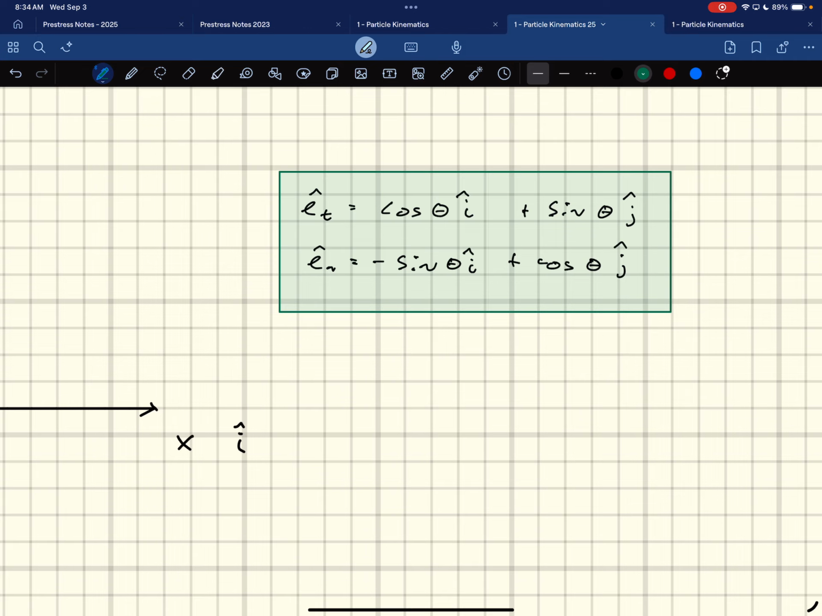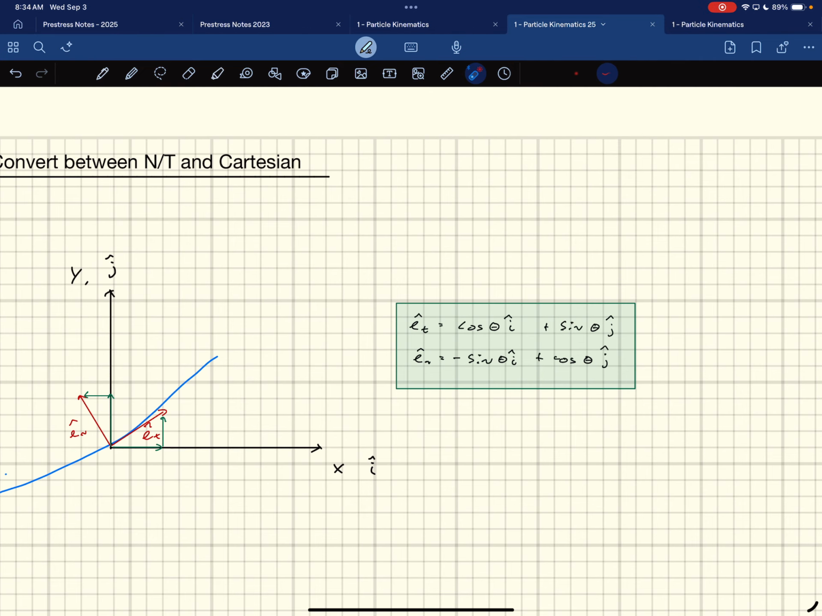Right. So that's how you would convert between the two, and that's all based off of this little diagram you see down here. The way this works is that when you figure out your acceleration and velocity in the ET and EN directions, every place you see ET, you substitute in cosine theta in the I direction plus sine theta in the J, and everywhere you see EN, you substitute in negative sine theta in the I plus cosine theta in the J.